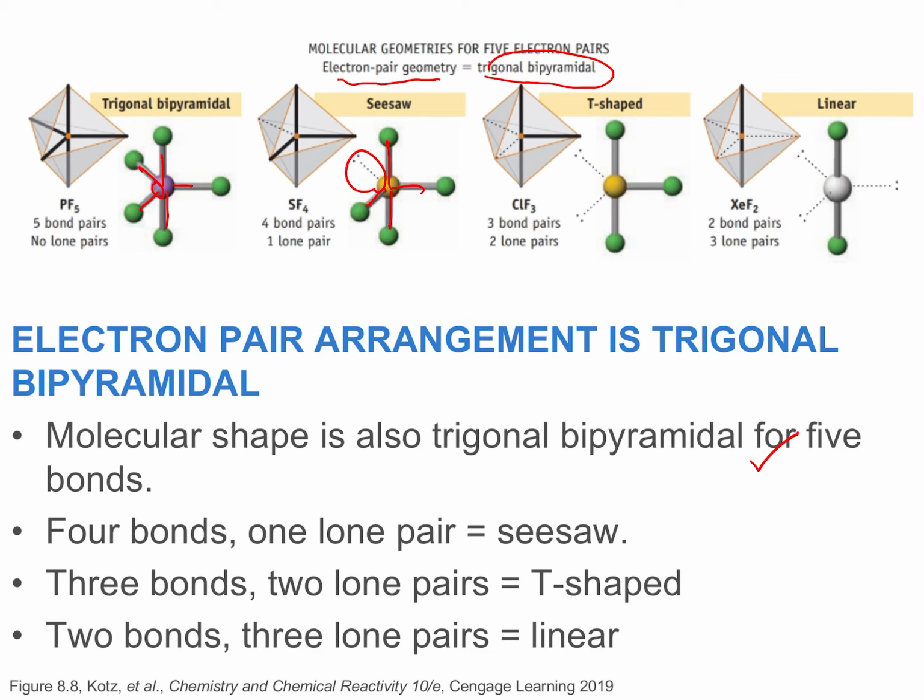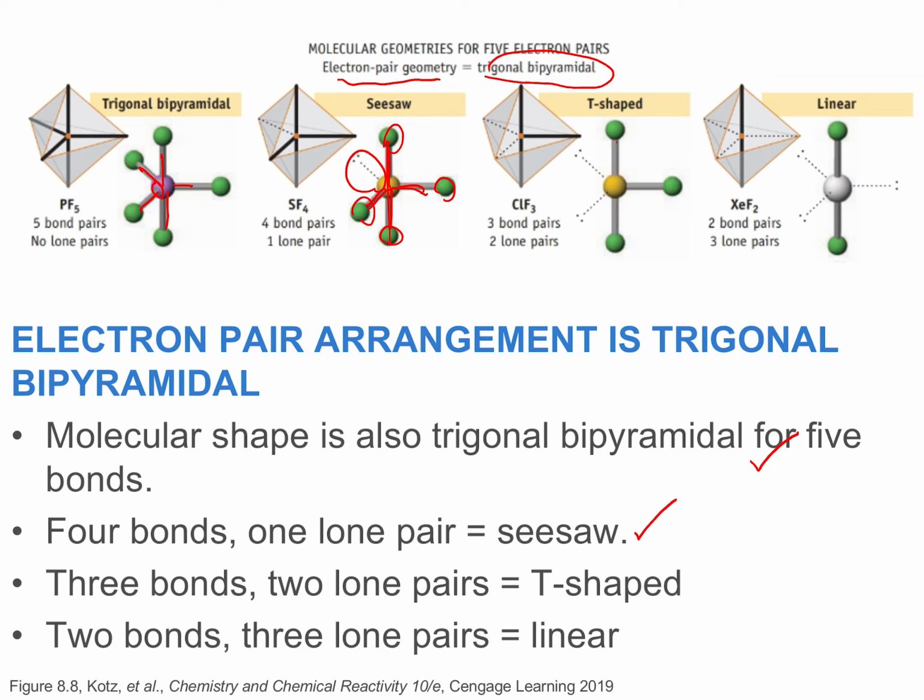So the electron pair geometry is still trigonal bipyramidal, but its molecular shape is a seesaw. I guess this kind of looks like a seesaw or a teeter-totter, or whatever you call it wherever you are in the world. But its shape depends only on the positions of these atoms and not on that electron pair. So that's the molecular shape for SF4.